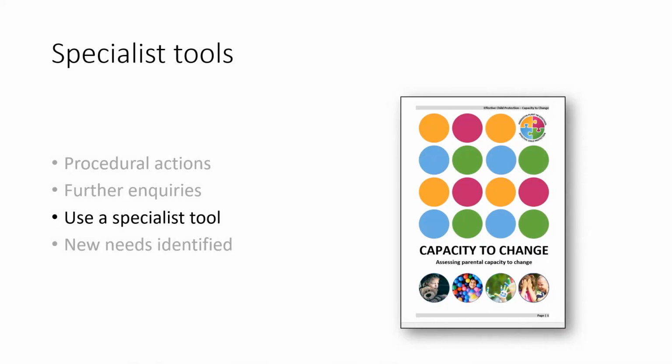As you progress through your risk assessment, you may also identify areas where you require more information about a particular aspect of the child's or family's life. For example, greater focus on areas of neglect or the impact of mental health on a parent's capacity or their capacity to change. Specialist assessment tools can be used to provide structure to your assessment of a very specific area.